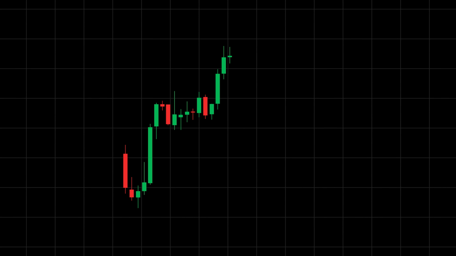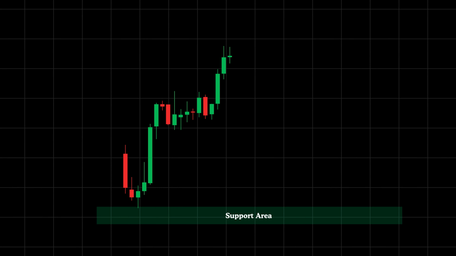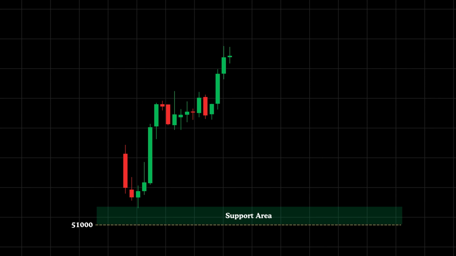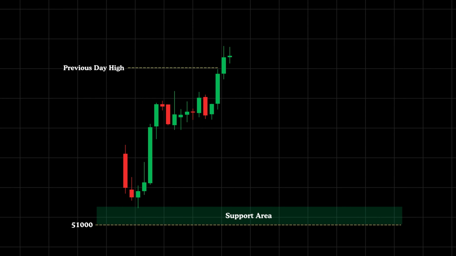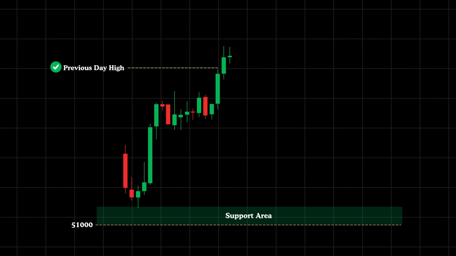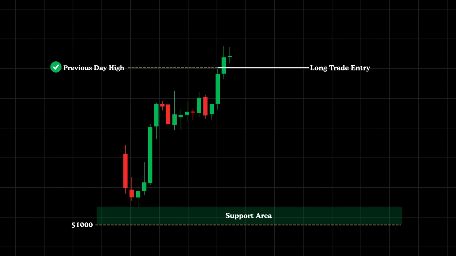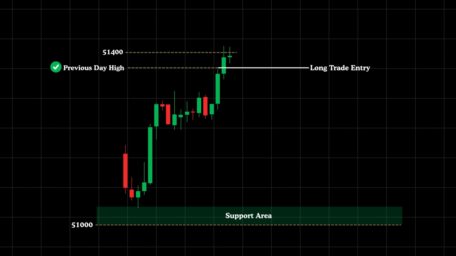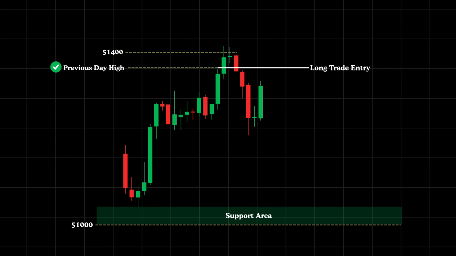Here, the price takes support near the key psychological level of 51,000 at the lower range, then moves up rapidly, breaking the previous day's high and moving above it. Since the market broke the previous day's resistance level, many traders entered long positions here, but immediately after their entry, the price touched 51,400, then reversed sharply downward.